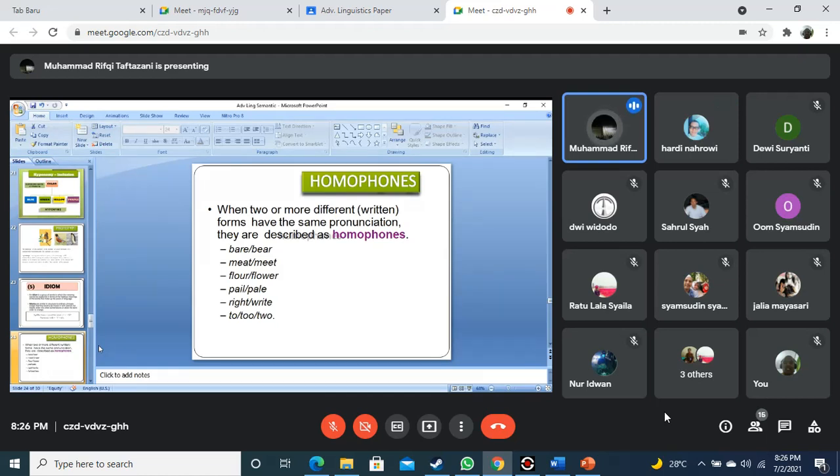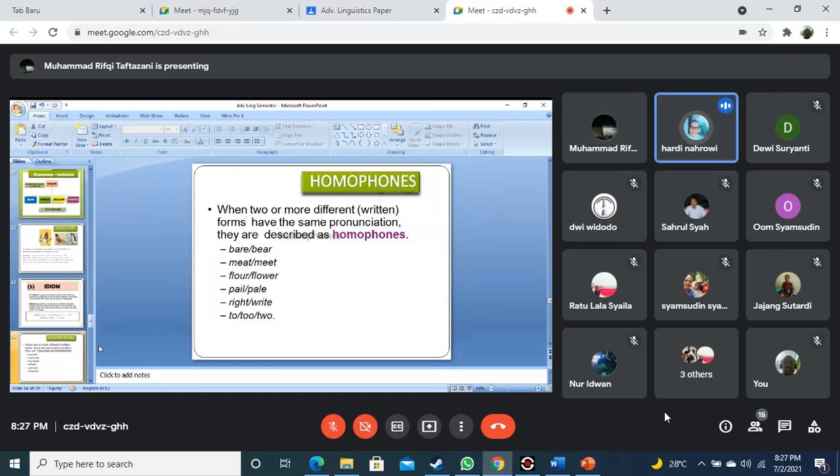But also in homophones, the meaning is different. They are only the same in pronunciation. We can see here: bear, bare; meat, meet; flour, flower; pale, pail; right, write; two, too. So this is the same pronunciation. The highlight here is the same pronunciation.